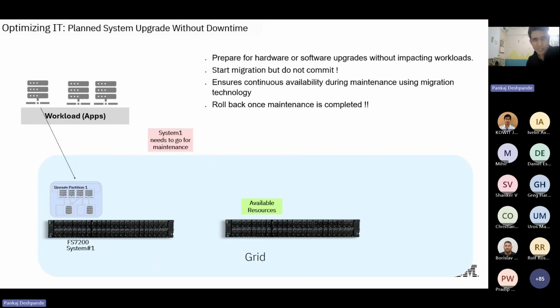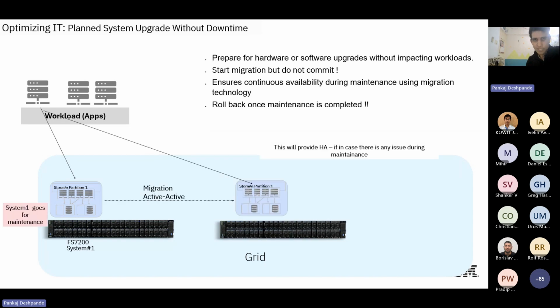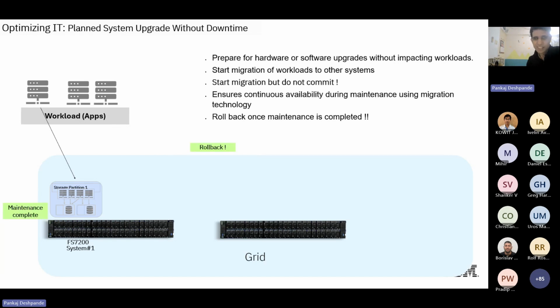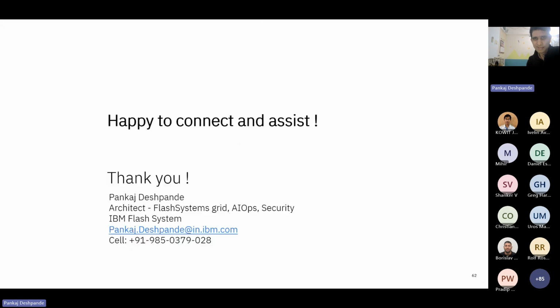Finally, planned system upgrades can be done using the non-disruptive partition migration. This way, hardware upgrades and software updates are done without impacting the workload. You have some spare capacity in your grid. You can just start the migration, but do not commit. This will ensure continuous availability during maintenance using migration. If the updates cause a problem to the system, no problem, the other system will continue to work. Once everything is done and the maintenance is complete, then you can roll back.